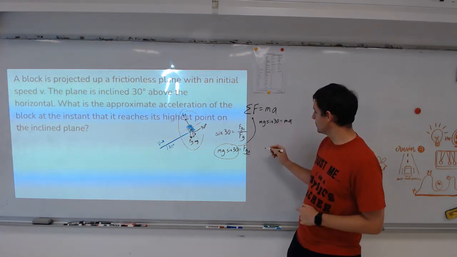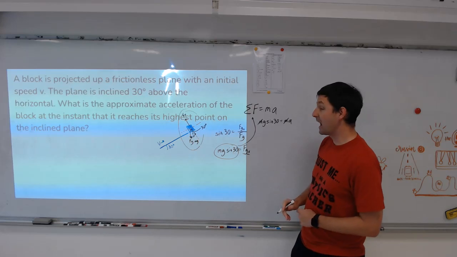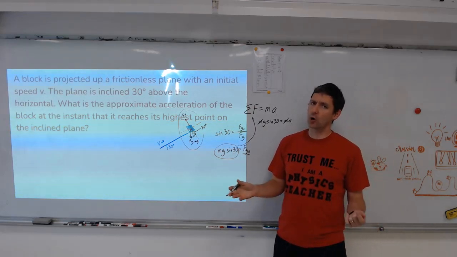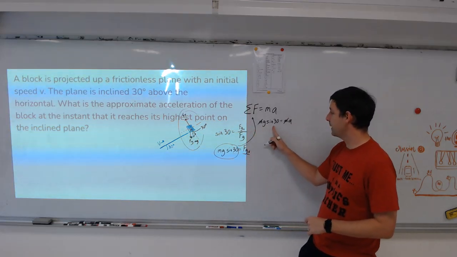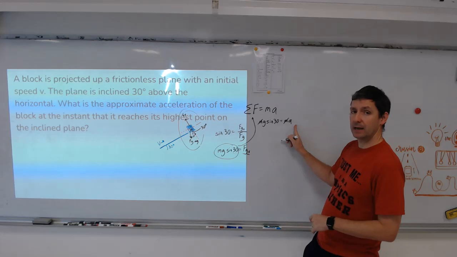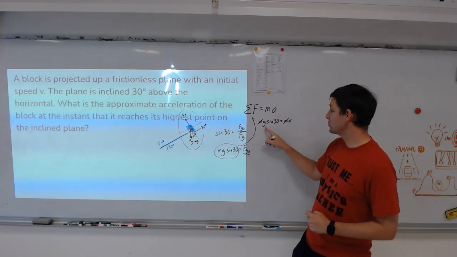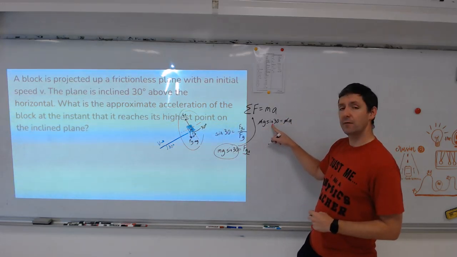And as I mentioned before, you'll notice I divide both sides by m. Don't just start crossing stuff out. Divide this side by m. Divide that side by m. We see they both cancel out. And so we just have g sine of 30.